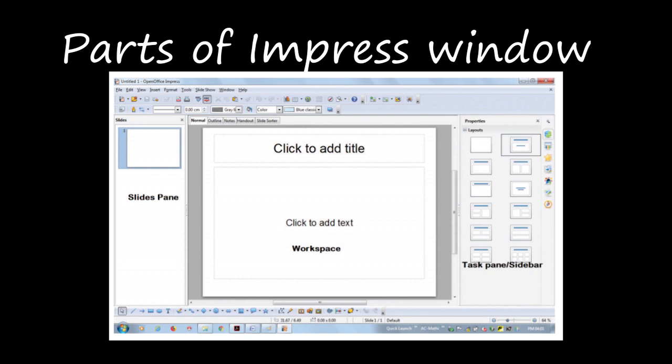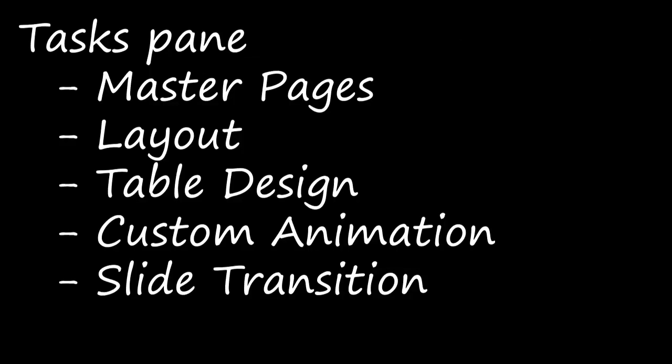This layout section of the task panel will have the layouts. You can select from them. Okay. Next one is the task panel. The task panel has 5 sections: master page, layout, table design, custom animation, and slide transition. Alright, these all come under the task panel.